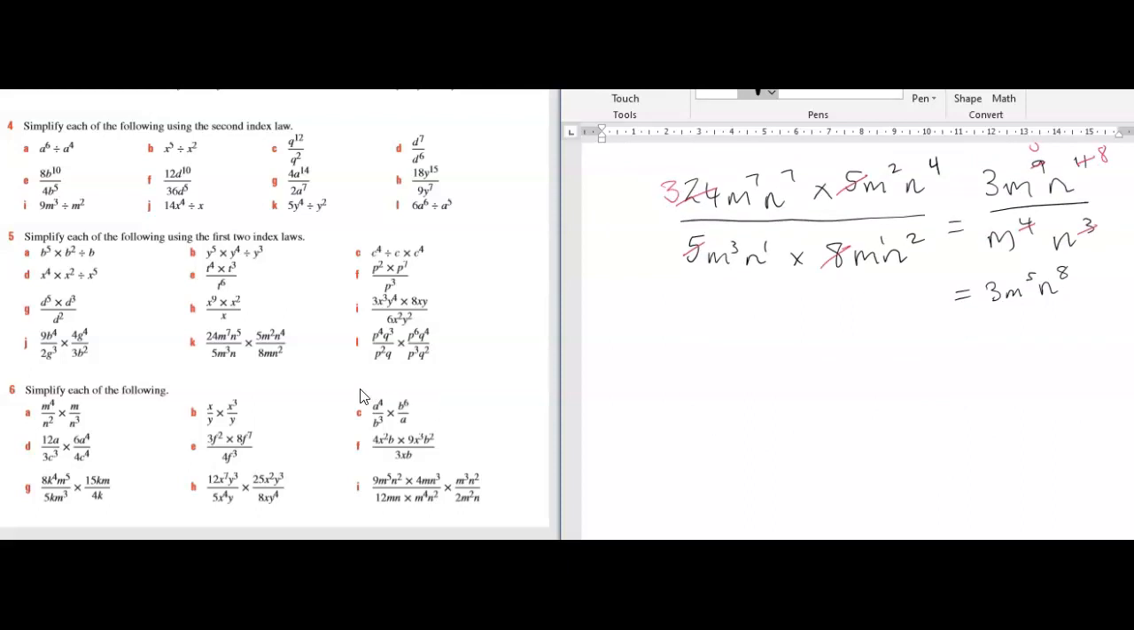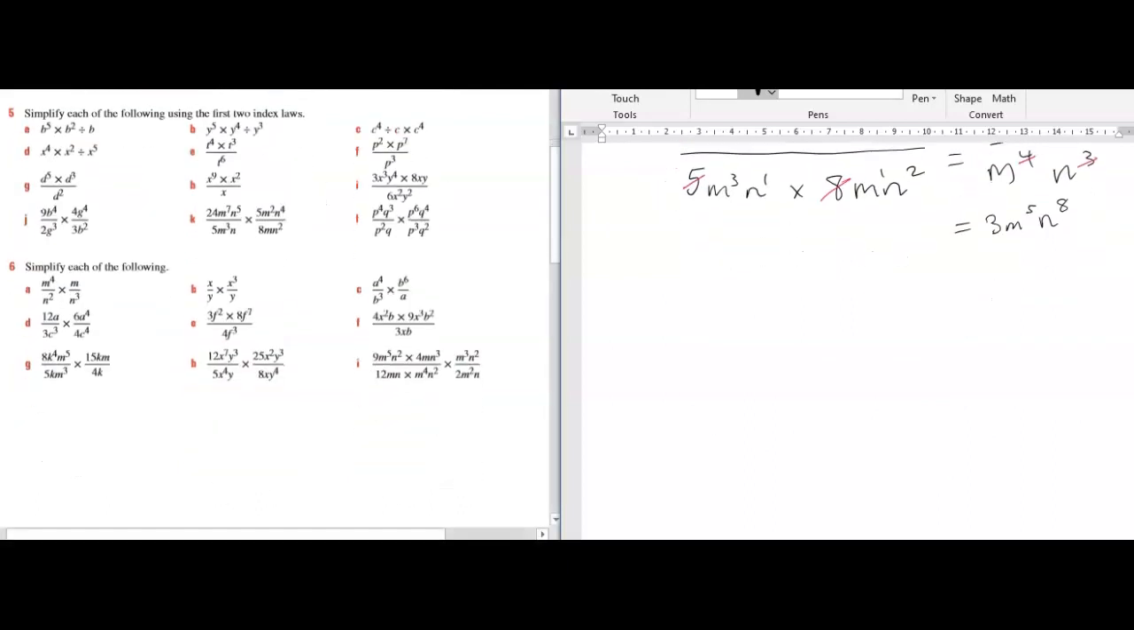Okay, let's quickly finish in 20 minutes, I reckon. So let's do question 6. Okay, so not too different to 5. Let's do G. So we've got 8K4M5.